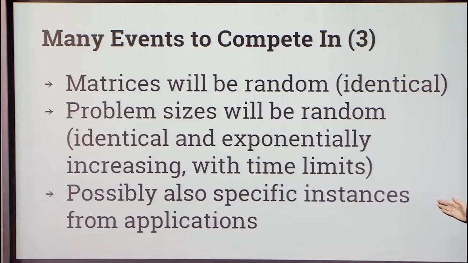It's possible that there are some applications for which we'll have good specific instances, but not really reliable generators for instances like this. If you think about web graphs or social network graphs, people claim that they have generators for this, but there is a debate whether the generators really generate matrices that are like web graphs and so on.